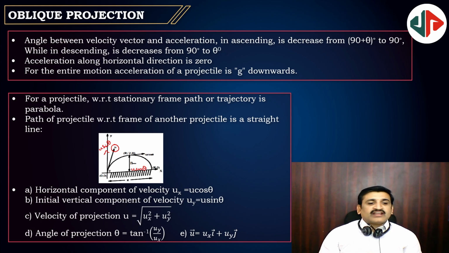Velocity of projection magnitude is the square root of ux square plus uy square, because the two vectors are perpendicular, so you can take the resultant like the Pythagoras theorem. And the angle of projection will be tan theta equals y value by x value, so tan theta is equal to uy by ux. This is the angle of projection, and the velocity vector is represented as ux i plus uy j. Hope you are with me up to here.